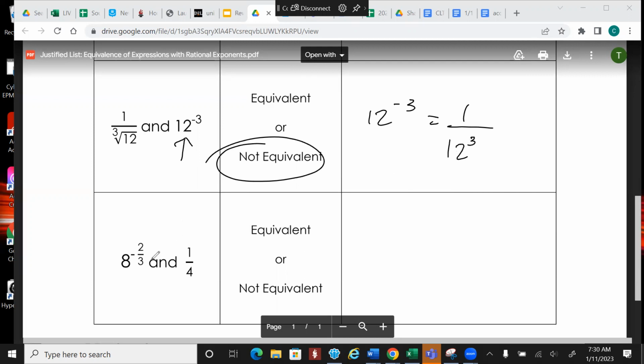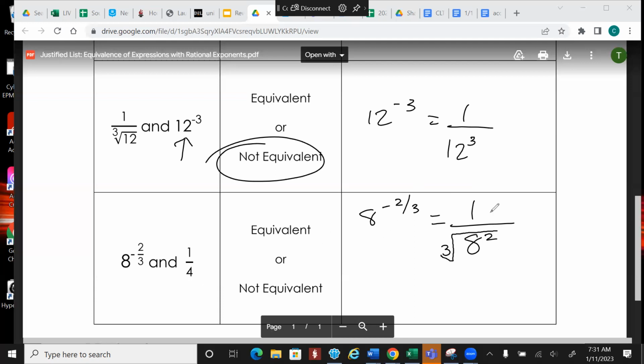All right, on the next one, we've got this. We got 8 to the negative 2/3. So what do we do with negatives? Flip the fraction. We know that we're going to have a root because we got a denominator. What's going to go in this little cubby hole? And then what's going to be my exponent? But they got 1/4 as their answer.